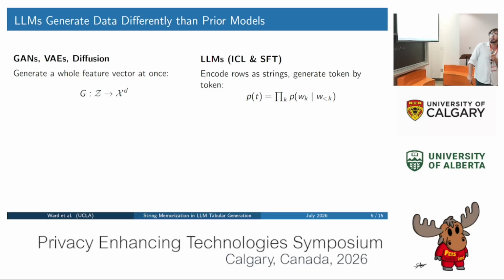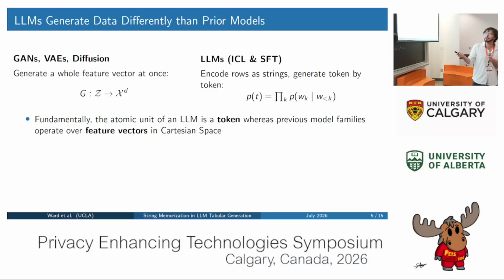The position of this paper is that LLMs generate data differently than prior ways folks have been using to generate synthetic data. For a long time, folks have used graphical models, GANs, VAEs, and diffusion models, which model the joint distribution over a whole feature vector at once. LLMs fundamentally don't do that. They encode rows as strings, you generate token by token, and then you string parse whatever comes back into your CSV format.